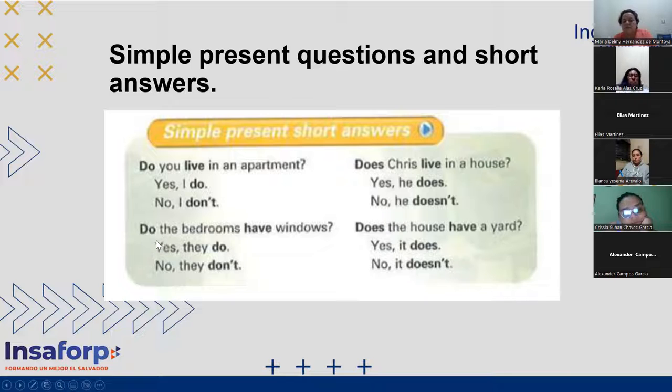Okay, do the bedrooms have windows? Yes, they do. No, they don't. Okay. Does the house have a yard? Yes, it does. No, it doesn't. Okay, that is short answer, okay? If you want to just respond yes or no. Okay, good. I have another exercise here.